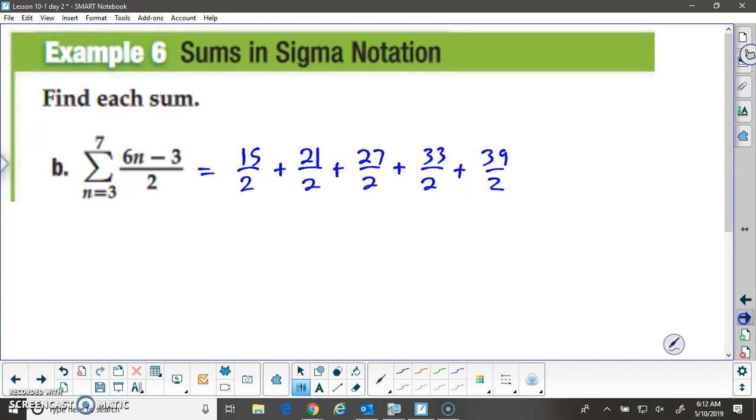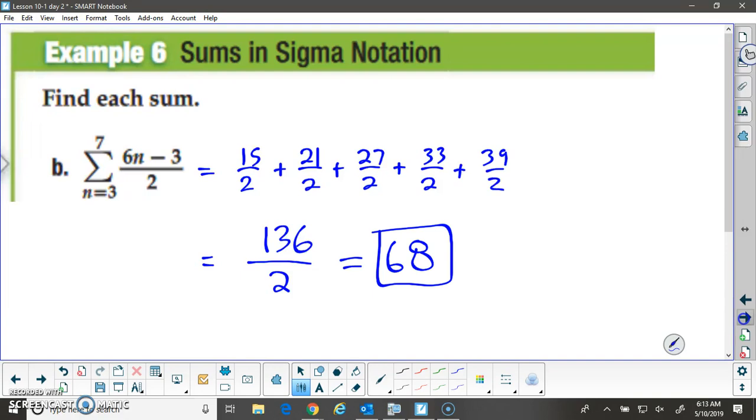Hopefully you can see the pattern is the numerator is going up by 6 each time. Now if we add all these together, we have 15 and 21, which gives us 36. 36 and 27 gives us 63. 63 and 33 gives us 96. And then 96 and 39 gives us 135. Then if you take 135 and divide by 2, that would give you 67.5. So that would be the sum of those terms.